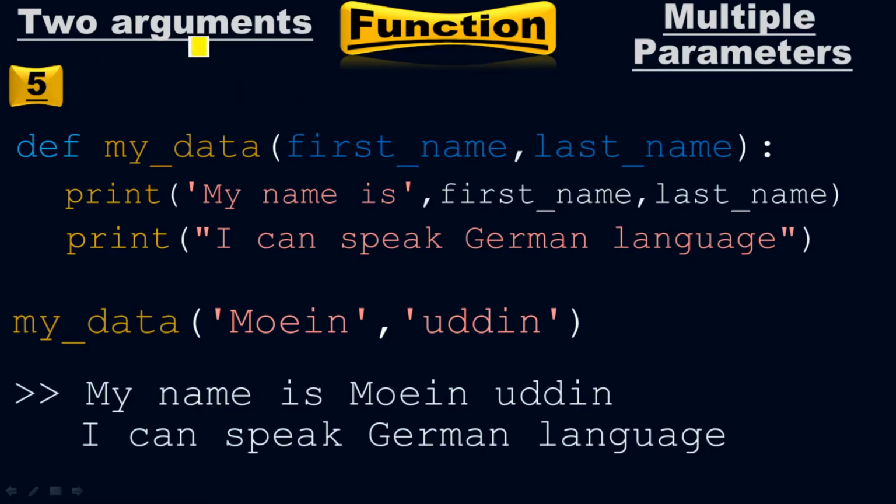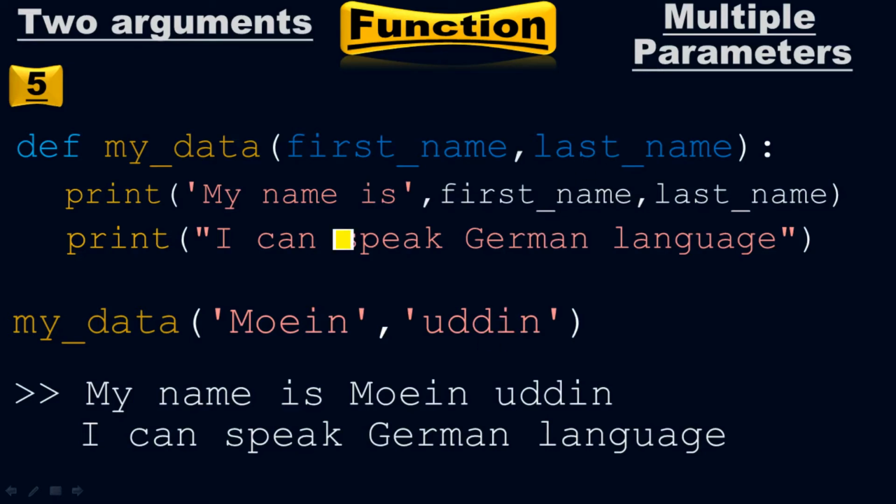Look at here, we have two arguments with multiple parameters. Multiple parameter means that you can pass more than one parameter. Here we have two parameters, first name and last name, one and two. With the two parameters, we have two arguments. What are arguments? Arguments are the actual pieces of information which we give for the parameters. So for the first name we have Moein, for the last name we have Udin. This is for the first parameter, and this is for the second parameter, Udin.